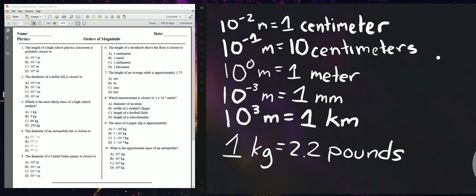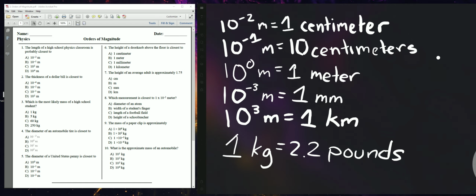9. The mass of a paperclip is approximately what? I'm going to let you know right now that 1,000 kilograms is about the mass of a car. So would A, which is higher than 10 to the 3, be the mass of a paperclip? Probably not. B is 1,000 kilograms. Probably not. And so you're left with C and D. This is where it gets confusing because you don't really have a baseline for this. I would say that C, 1 times 10 to the negative 3 kg, is the mass of your paperclip. So think of it like that.